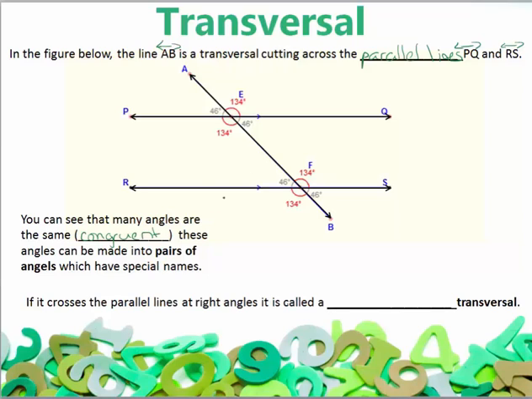And that gets to our topic of our presentation. We're going to have corresponding angles and vertical angles and alternate interior angles. Okay, one last definition, transversal. There's a special type of transversal called a right transversal. If it crosses parallel lines and creates right angles, it's called a right transversal.